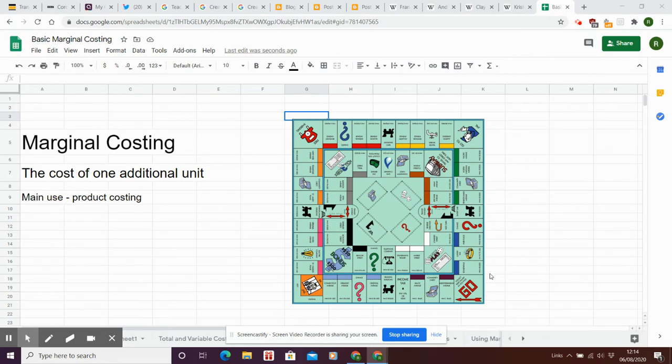Very much an introduction. We'll be doing some more work on this with the students that I teach. But the marginal cost is the cost of producing one additional item or unit. And the main use in accounting is when we're looking at putting a cost on production and therefore going to use that information to work out a selling price.